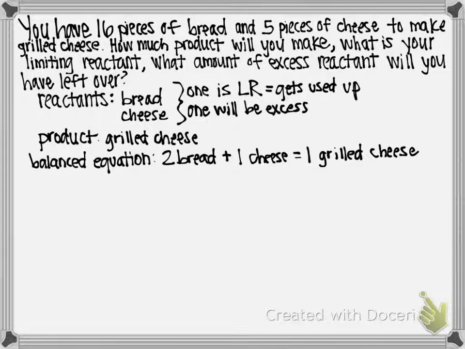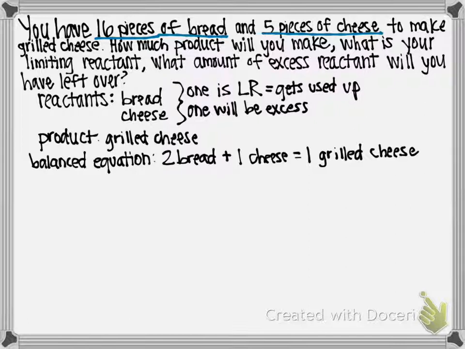Okay, so now that we have all that information pulled out, we are ready to solve to figure out what our limiting reactant is. You basically have to set up 2 stoichiometry problems, or 2 conversions, one with each of your reactants, and figure out which one is going to limit your amount of product. In the problem, you have 16 pieces of bread, that's the amount of one of your reactants. 5 pieces of cheese is the amount of the other. So we're going to use each of those to set up 2 different conversions.